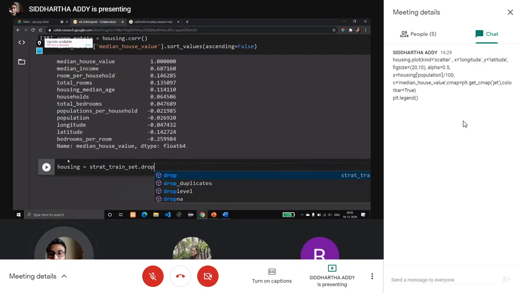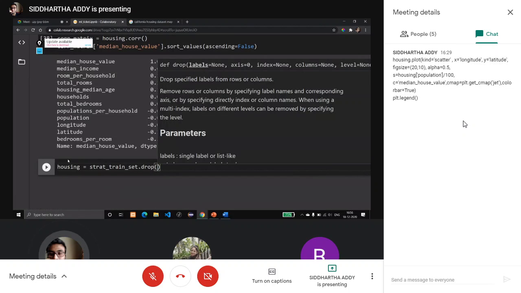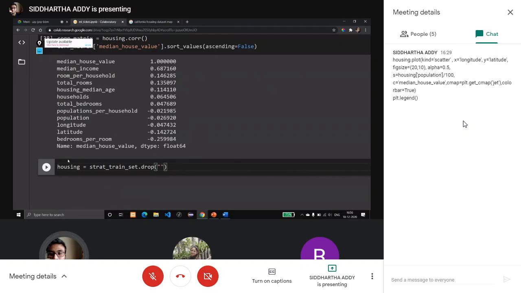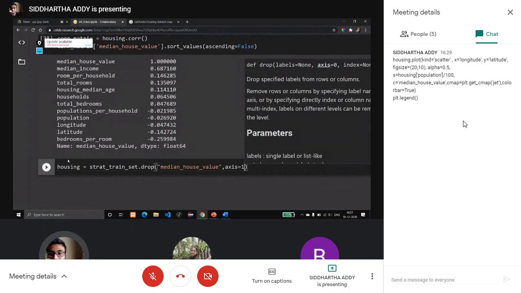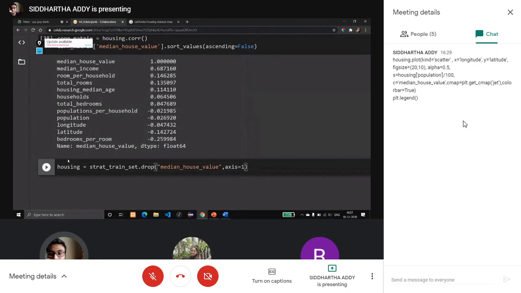Drop. I have said drops column. Drop deletes something. So if you want to delete something, you just need to name it. I want to delete the median house value, and it's a column that I want to delete. Then the axis has to be 1, so it deletes it.